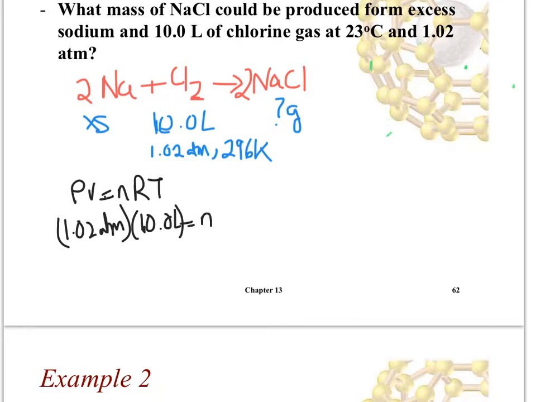N is what I'm solving for. And actually, whenever I write PV equals nRT, I like to write what substance I'm doing this for, for a couple of reasons. So I don't lose track of which one I'm finding the moles for.